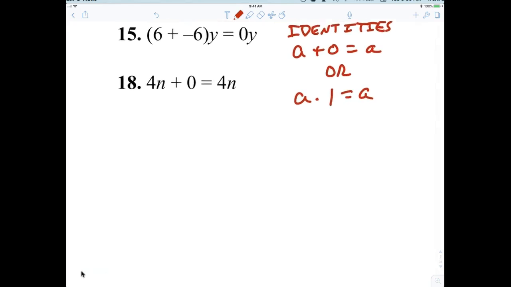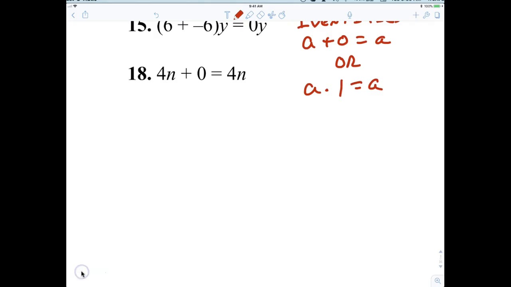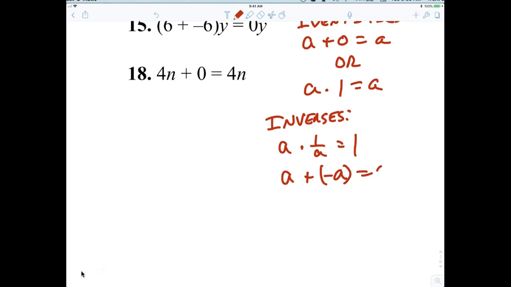Then we have inverses. When we do inverses, it would be A times 1 over A, or A plus negative A. Inverses are what cancels out. It makes 0. So how do you undo multiplication? You divide. How do you undo addition? You subtract. Those are what's called the inverses.